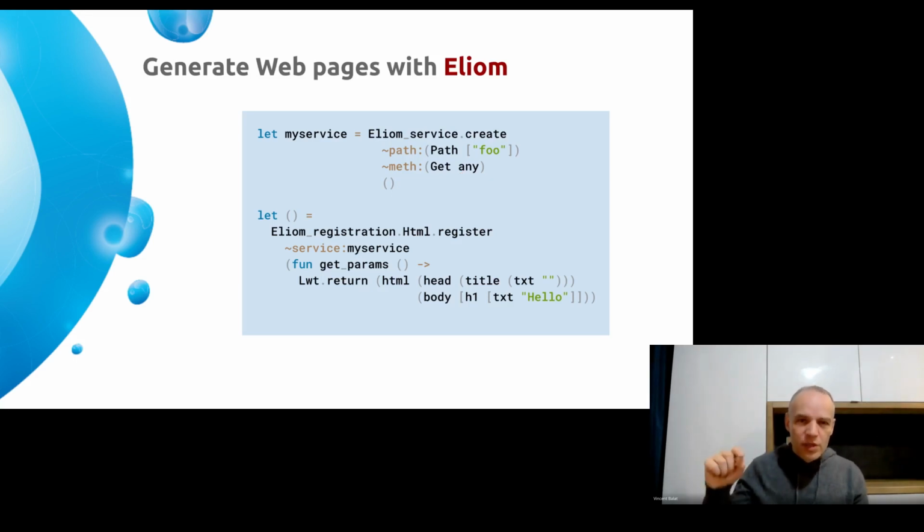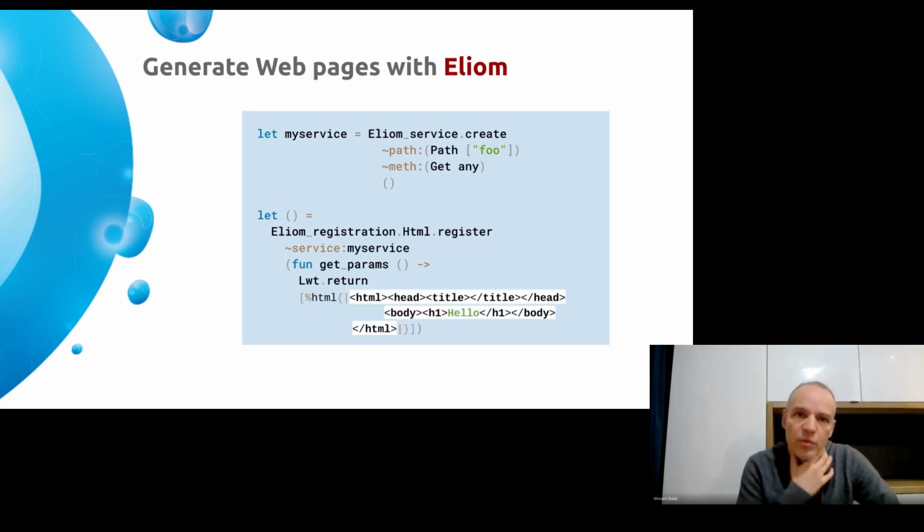Then I register on the service the function that will generate the page. In that example, I'm using the TyXML library to create HTML. You can see how it works. For each of the HTML tags, we have a function. For example, function HTML takes 2 parameters, head and body. Function body takes as parameters the list of the elements you want in the body, etc. It is also possible to use the templating syntax like this if you prefer the usual HTML syntax.